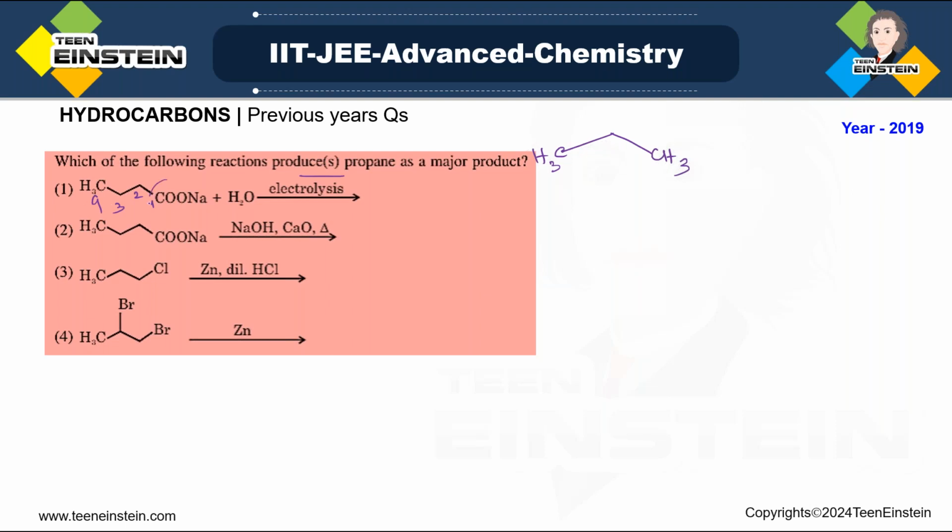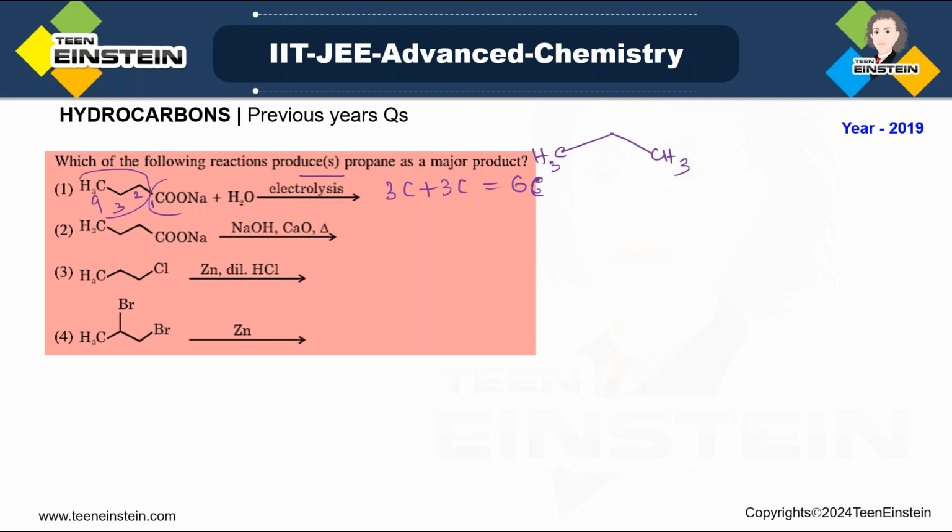So this part will be removed as carbon dioxide, but from this side there is a three carbon fragment. Now the 3 carbon fragments will be connected together. You will be getting a 6 carbon fragment, but this is not correct. It is not propane. Our aim is to find those options where you will be getting propane only.